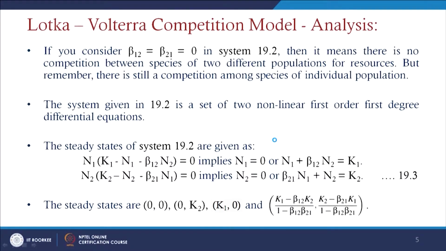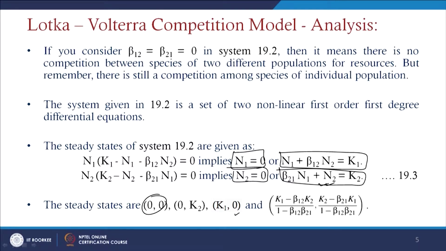So, this will give you n1 equals 0 or n1 plus beta 1 2 n2 equals k1. Similarly, n2 equals 0 from the second equation, or beta 2 1 n1 plus n2 equals k2. So, the steady states are like 0 0. If you put n1 equals 0, we can find k2 equals 0 also. If you put k1 equals 0, then we will have k2 n2 equals k2, and if you put n1 equals k2, then we will have k2 equals 0.